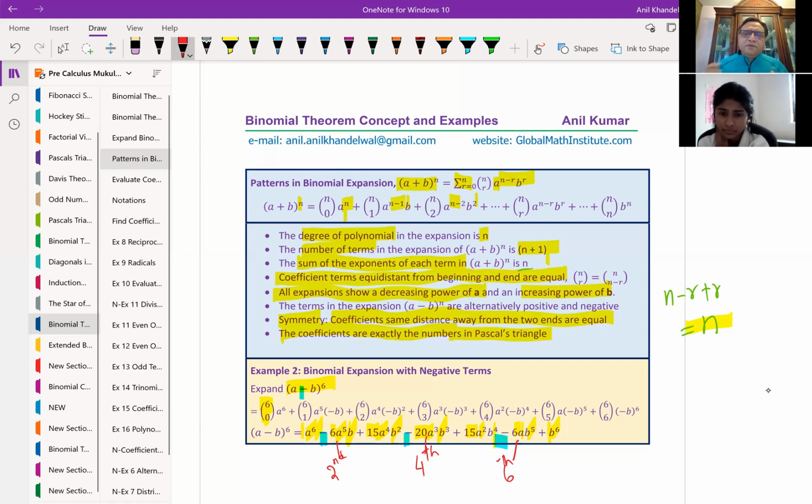So now that gives you a hint that if I have (a plus b) and (a minus b) to the same power, and you want to add them up, then the even-numbered terms will cancel out and you'll get twice the odd-numbered terms. And if you want to subtract them, in that case the even-numbered terms will double up and the odd-numbered terms will cancel out. So there could be many questions based on the combination of these even and odd terms. We'll look into those examples also.